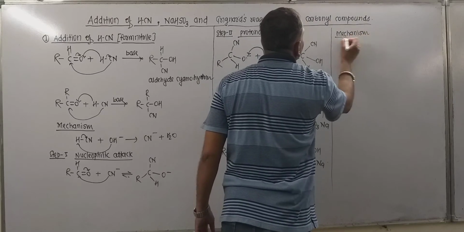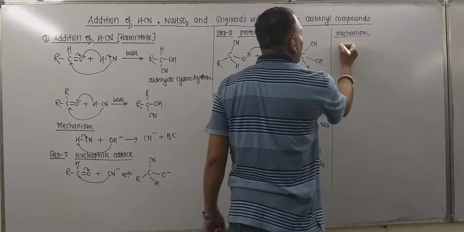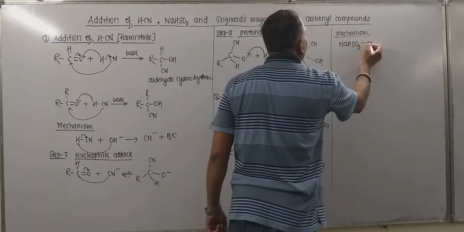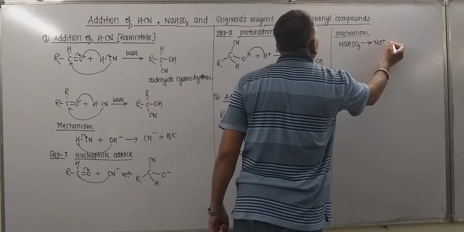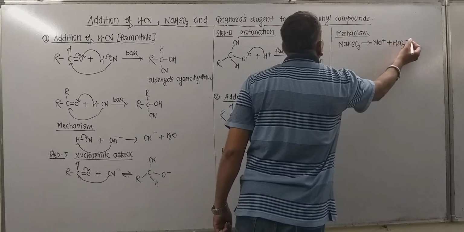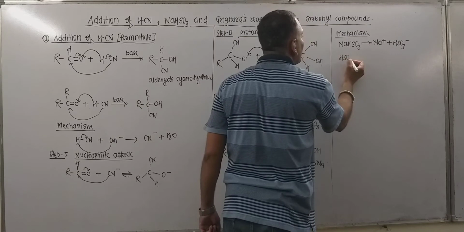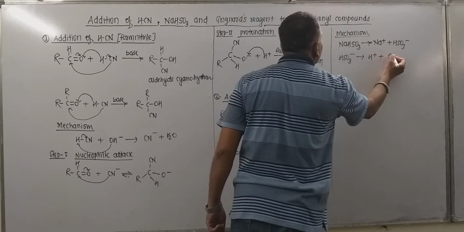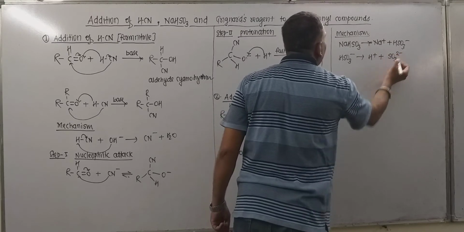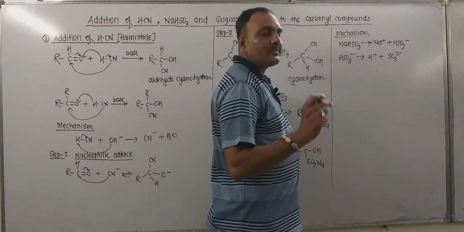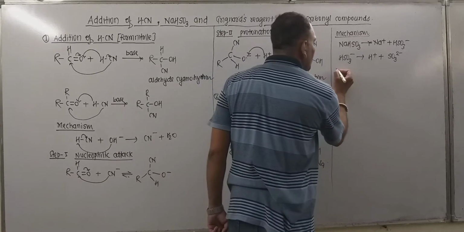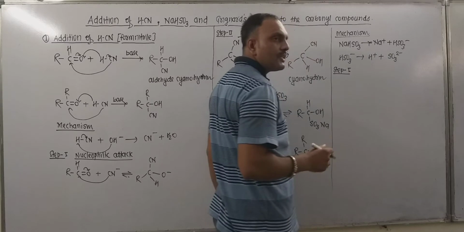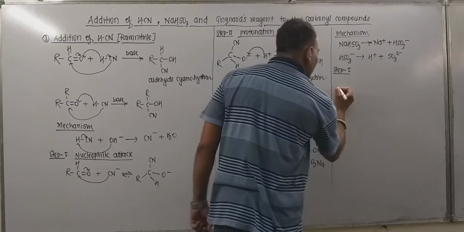So when we discuss the mechanism, first of all take a look at what happens. NaHSO3 prefers to undergo ionization in this way. Now the HSO3 minus obtained further undergoes dissociation producing H plus and SO3 2 minus. Now exactly what happens? In step number 1, SO3 2 minus attacks the carbonyl carbon.